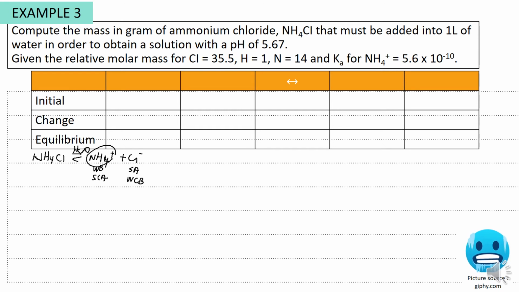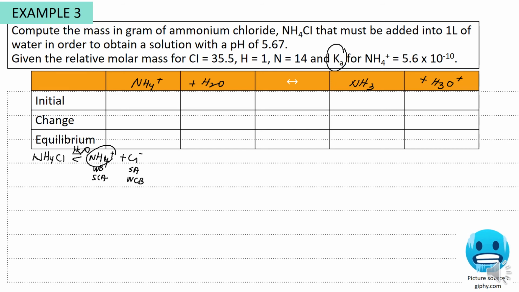So NH4 plus will undergo hydrolysis with water. It is a strong conjugate acid, as an acid it donates a proton. So from NH4 plus to NH3, the hydrogen will be donated to the water, plus H3O plus. Since we have H3O plus at the product, it is an acid. So when it is an acidic salt, you will have to use the Ka. The Ka is given to you.